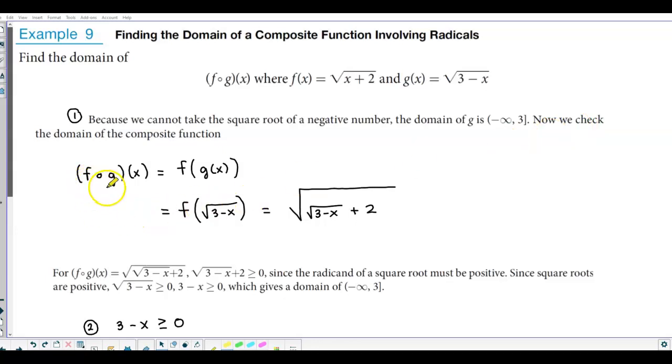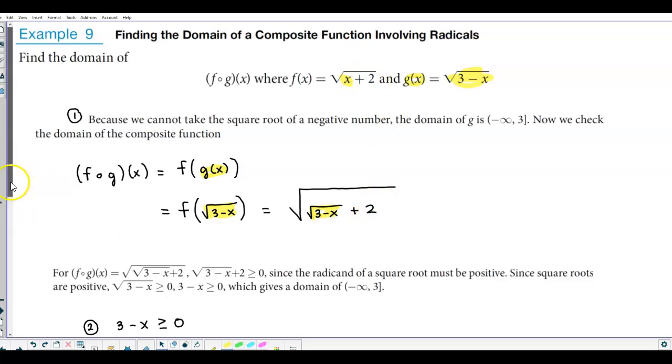If we have f composite g of x, the definition means that we have f of g of x. Now, g of x represents what we define here. g of x is equal to the square root of 3 minus x. So we're going to replace g of x with the square root of 3 minus x, and then plug this into the function f of x. So what's going to happen is that we have the square root, and this x is now going to become the square root of 3 minus x, plus 2.